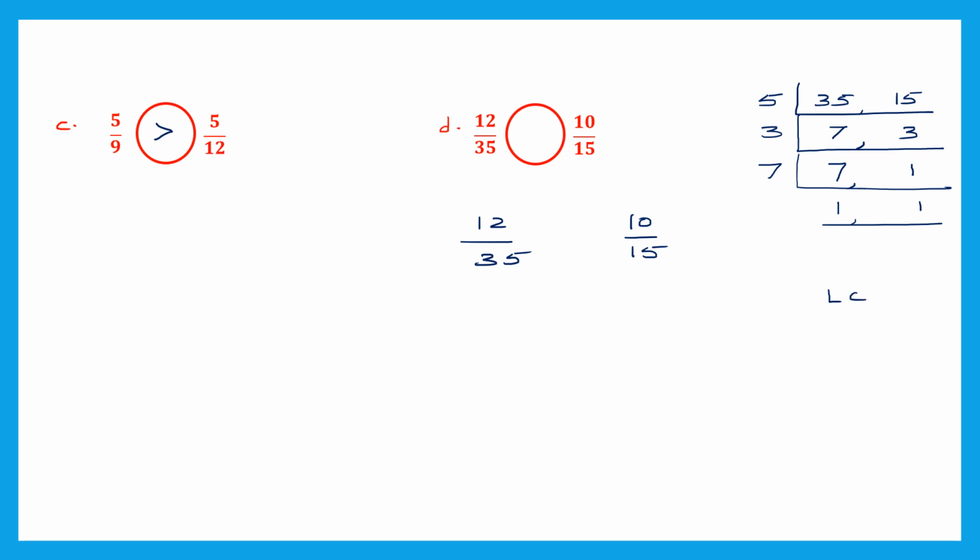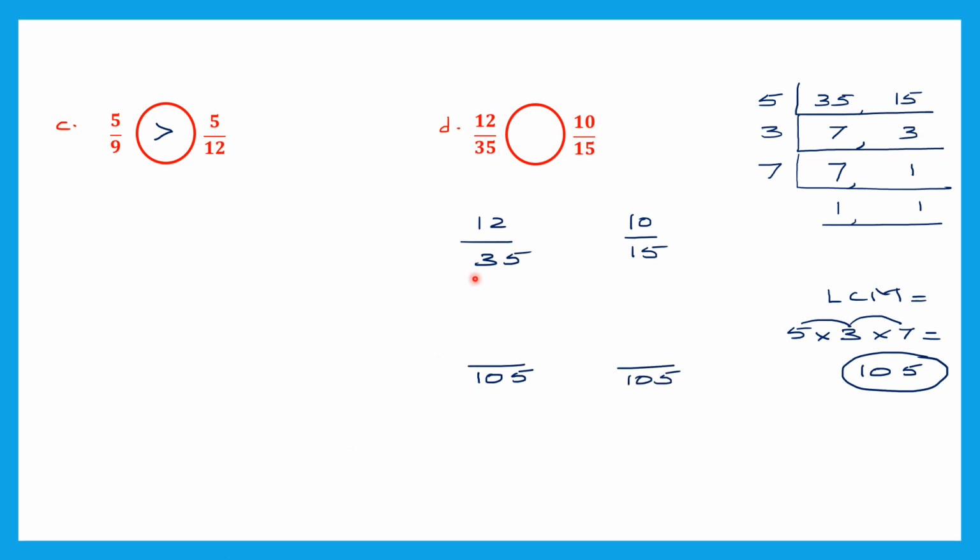Now let's find the LCM by multiplying all the divisors: 5 into 3 into 7. 5 threes are 15. 15 into 7 is 105. So 105 is the LCM, which is going to become the common denominator for both these fractions. We have done that so that they become like fractions. So here it is 105, here also it is 105.